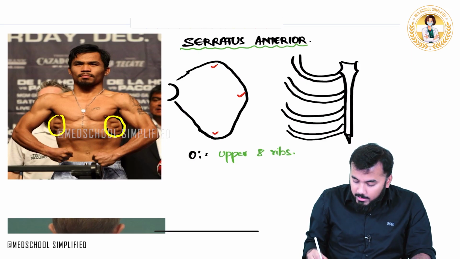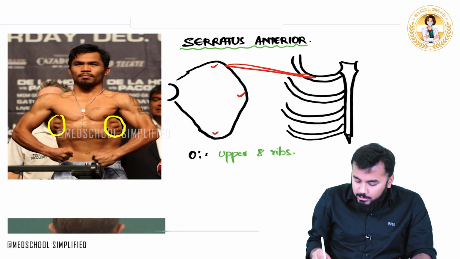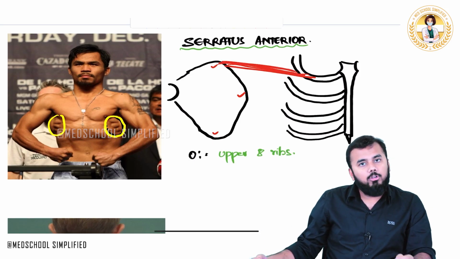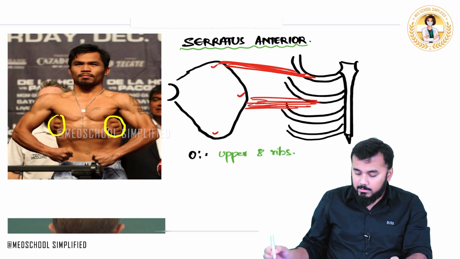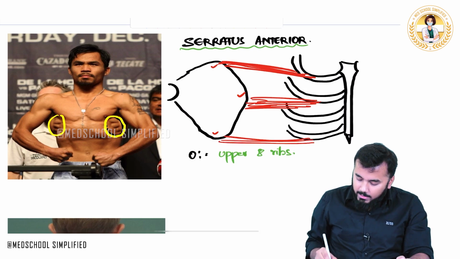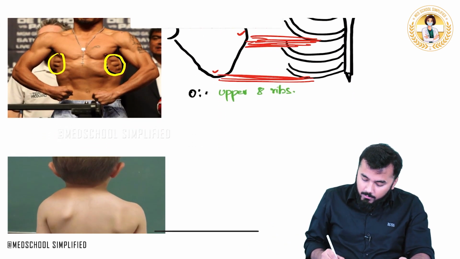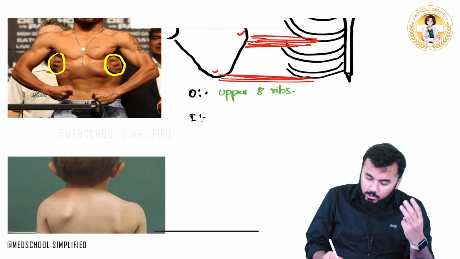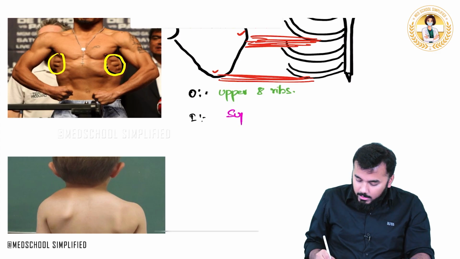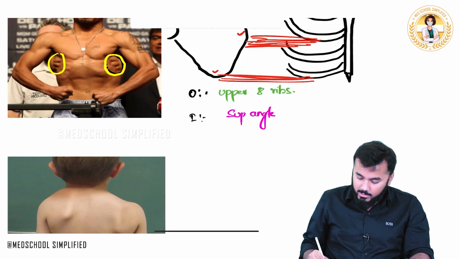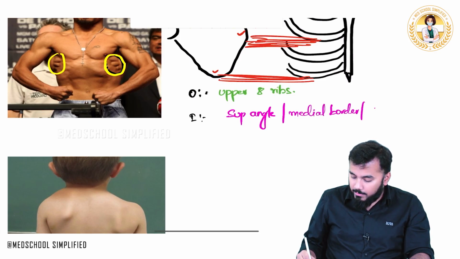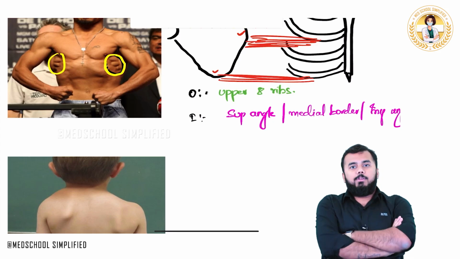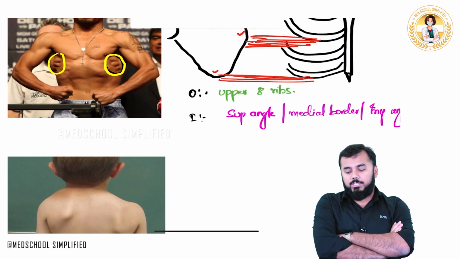Some muscle fibers get attached to the top of the scapula, onto the superior angle of the scapula. Some muscle fibers attach to the medial border of the scapula like this. Some muscle fibers attach to the inferior angle of the scapula. So where is the insertion? The insertion is to 3 different locations: the superior angle of the scapula, the medial border of the scapula, and lastly the inferior angle of the scapula. This is the origin and this is the insertion.